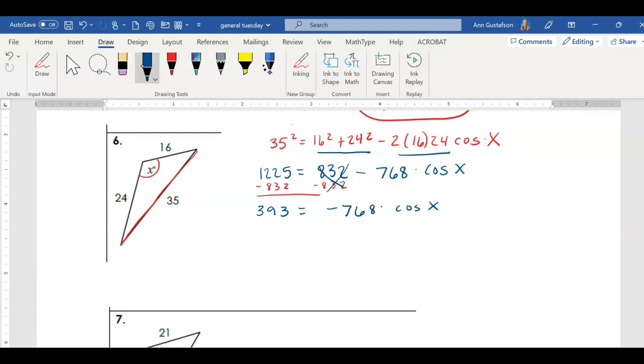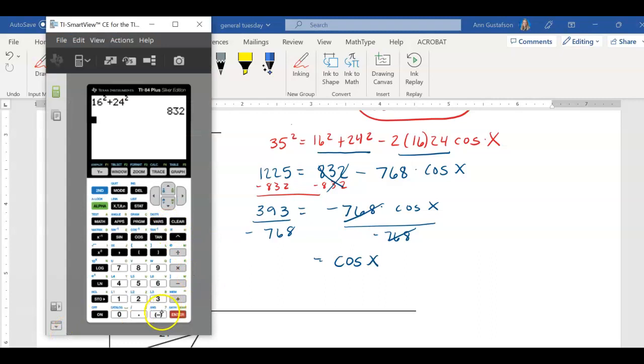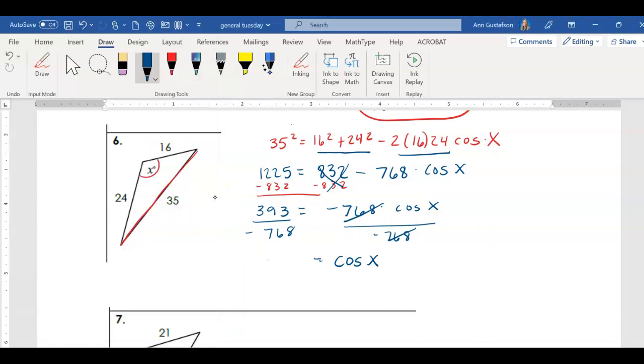cosine of x. So now we want to get rid of that, so we're going to divide. Do the exact same thing on the other side, and that's going to get our cosine of x alone. And this is what we're typing. So I have negative 393 divided by 768, and I just put the negative in the top of that fraction. It didn't matter as long as my answer is negative. This is the number that's sitting there, 0.51.